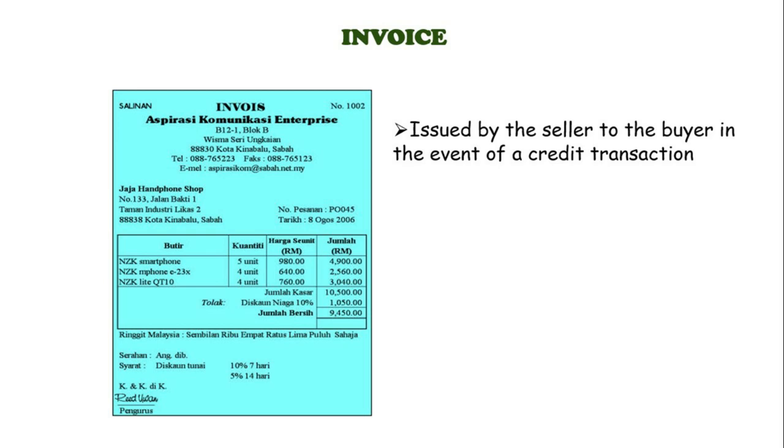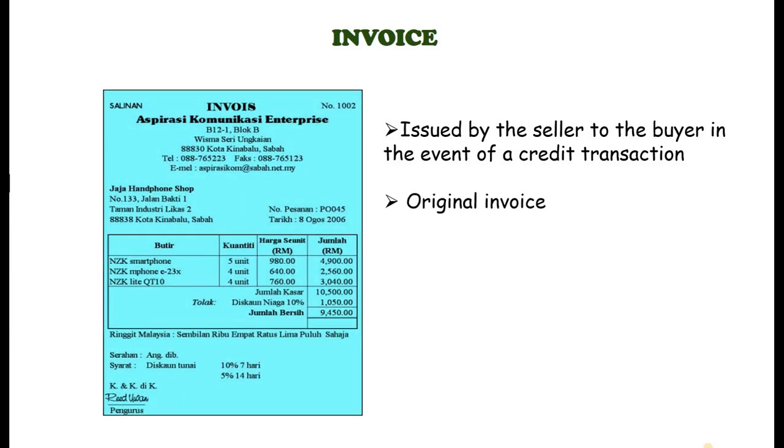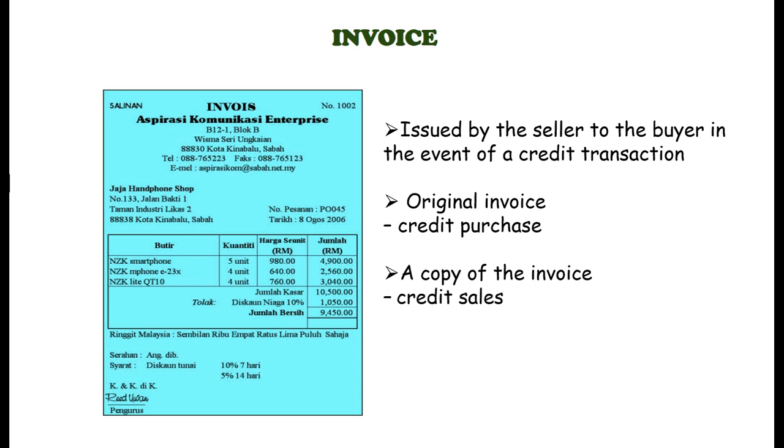If the business retains the original invoice, it indicates that a credit purchase has occurred. On the other hand, if the business retains the copy of the invoice, it indicates that a credit sale has occurred. This is because the original invoice has been handed over to the customer.